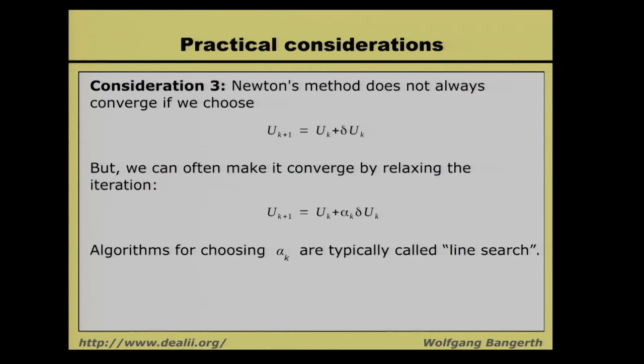Okay, more considerations. If you write down Newton's method in the original form, uk plus 1 equals uk plus delta uk, then you remember from your basic numerical analysis courses or numerical methods courses that this iteration might sometimes converge and sometimes it doesn't. In particular, if you start too far away from the exact solution, then it may not converge. Newton's method has a radius of convergence that is proportional to something like the second derivatives of the function divided by the third derivatives divided by the second derivatives.